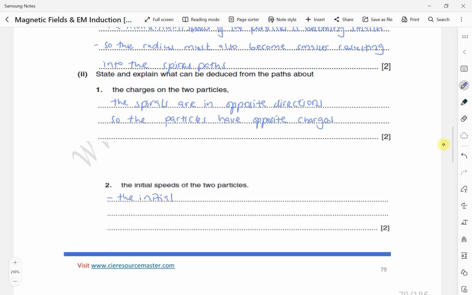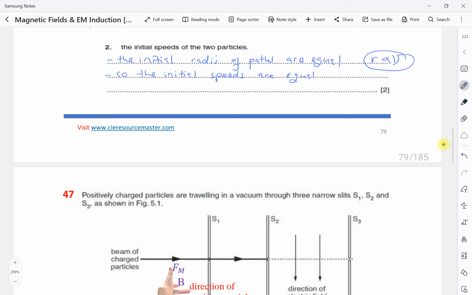The initial radii of paths are equal, and so the initial speeds are equal. We have just said radius is directly proportional to speed from the equation above.